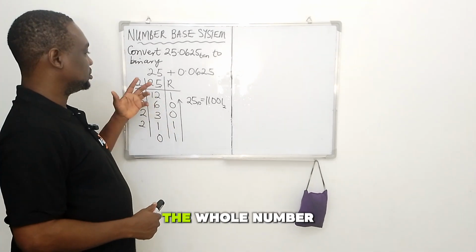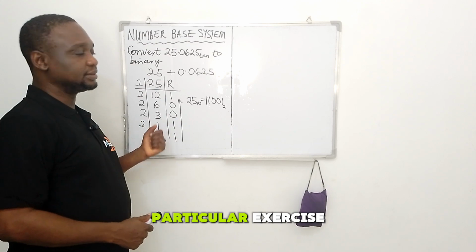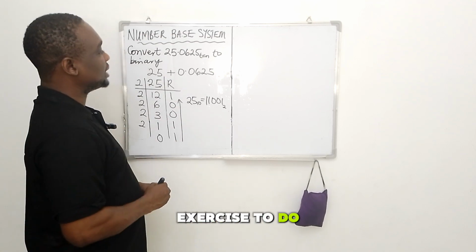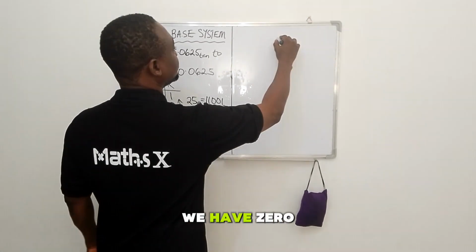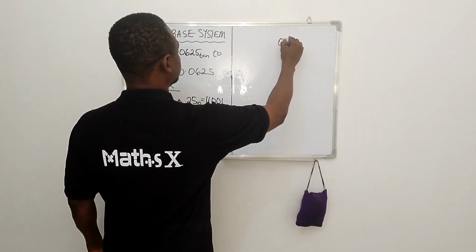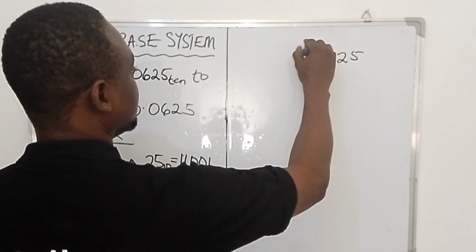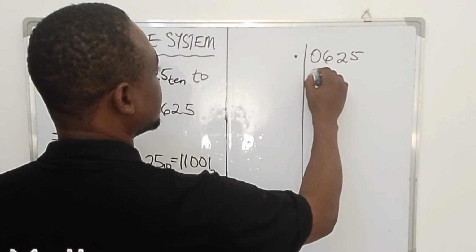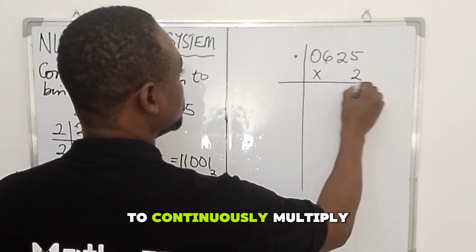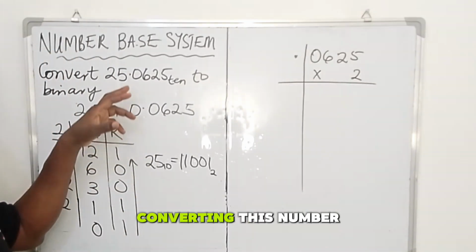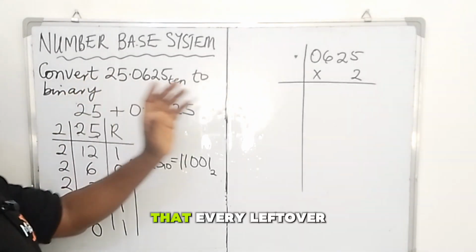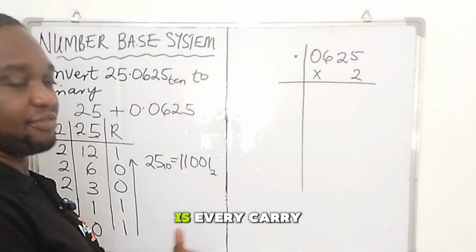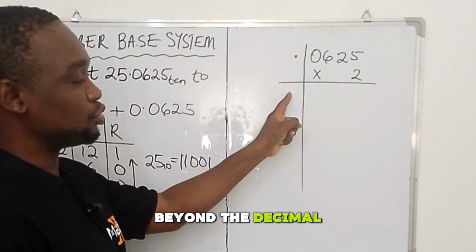Now that we are done with the whole number part of this particular exercise, we will go into the decimal fraction part of this exercise. To do that, we're going to make a table. So we have 0.0625, and this is our point, times 2. We are going to continuously multiply by 2 since we are converting this number in base 10 to base 2. Then every leftover, we'll put it on this part of our table. What I mean is every carryover beyond the decimal point will drop here.